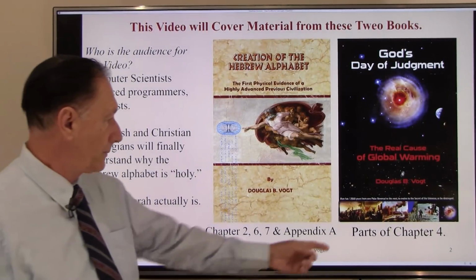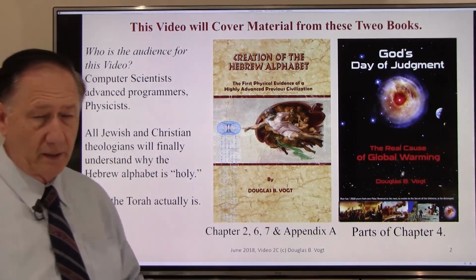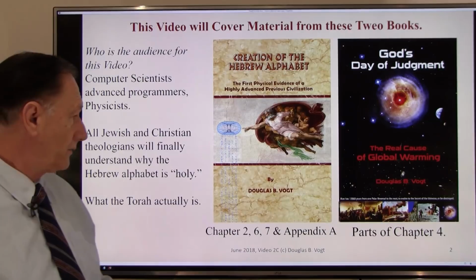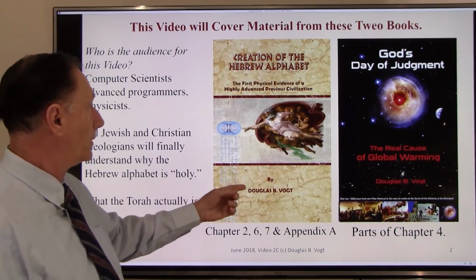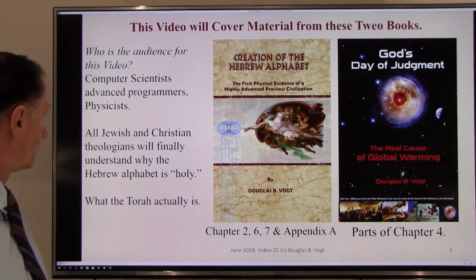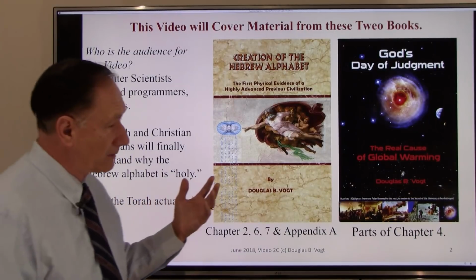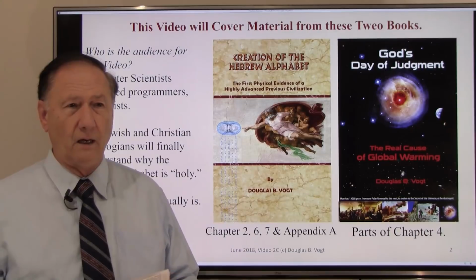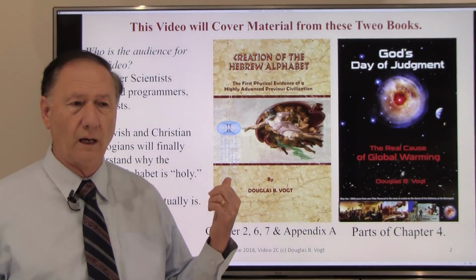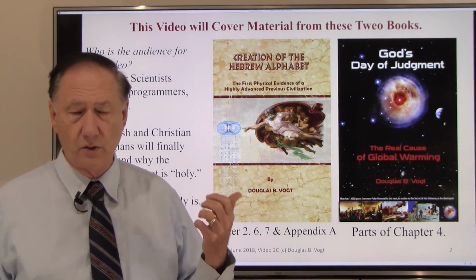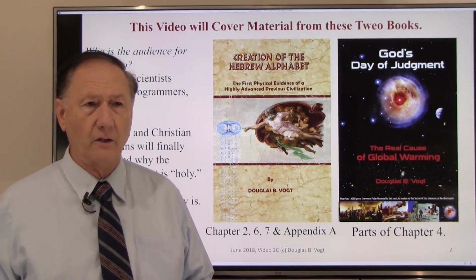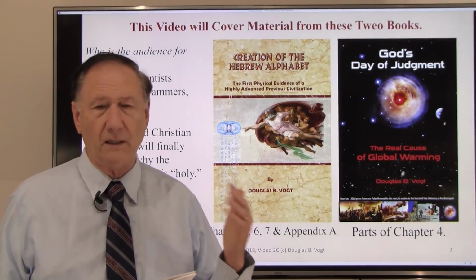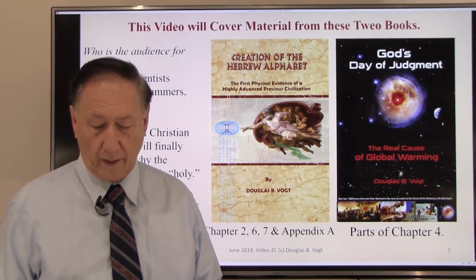I'll be working from chapter 4 in the God's Judgement book. That's where I was 10, 11 years ago. And chapters 2, 6, 7 and Appendix A in the current book, Creation of the Hebrew Alphabet. This video is designed to be for computer scientists, physicists, mathematicians, as well as theologians, Christians or Jews. And you'll understand what some of the mythologies are about the Torah and why they would be true.